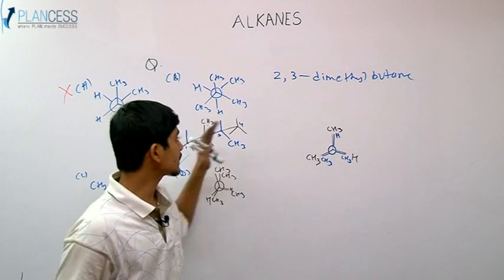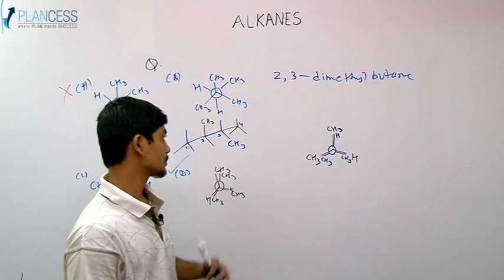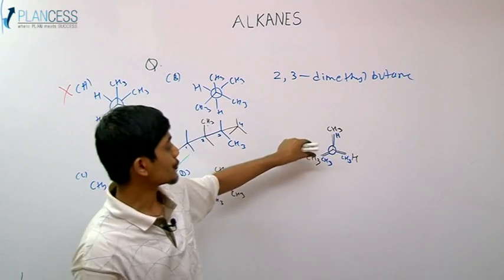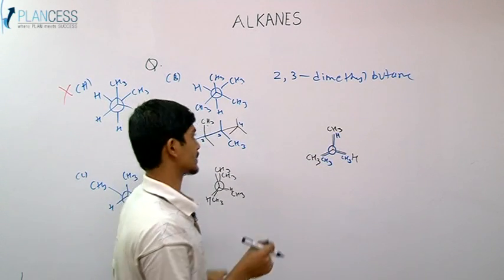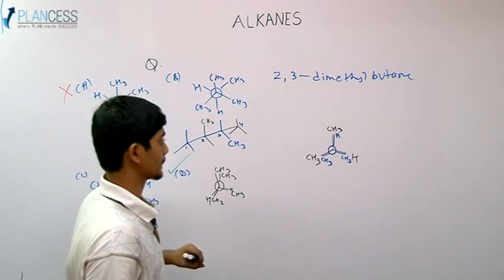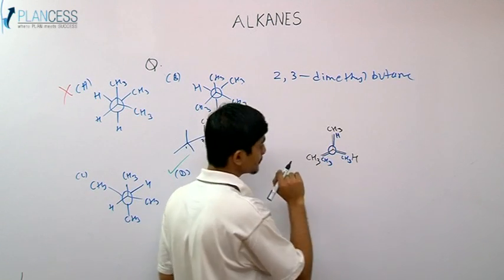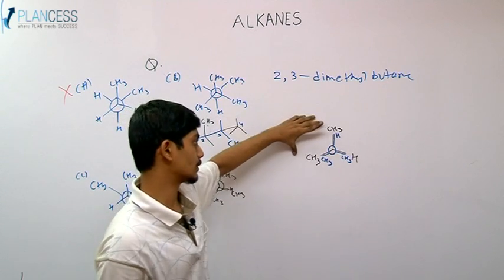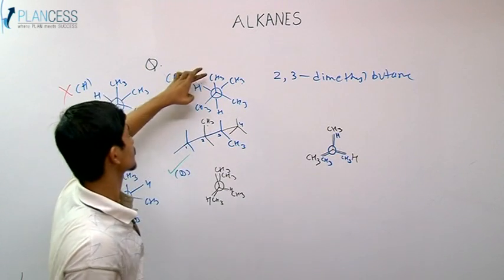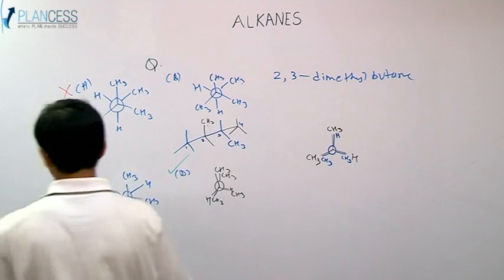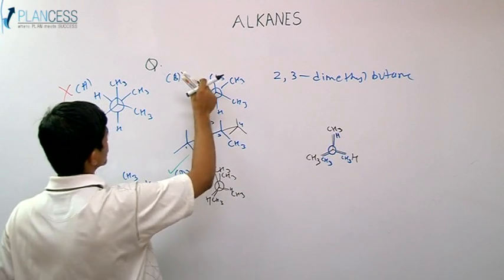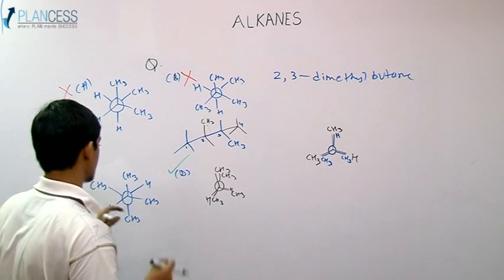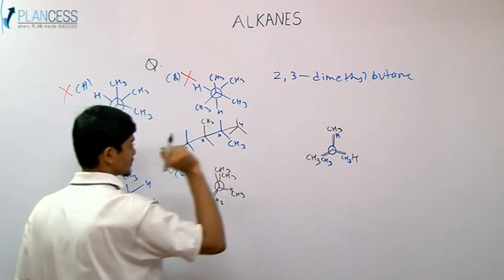Now we know this is the correct eclipse form which we have drawn over here based on this Sawhorse projection. That means we can rotate the C2 carbon and try to get this structure or that structure. Now to make things simple, we note that on the front carbon, that is the C2 carbon, there are only two CH3s, and hence this structure is wrong because there are three CH3s on the front carbon. Fine, that is checked, that is done. Now let us see whether this structure is the same as this structure.